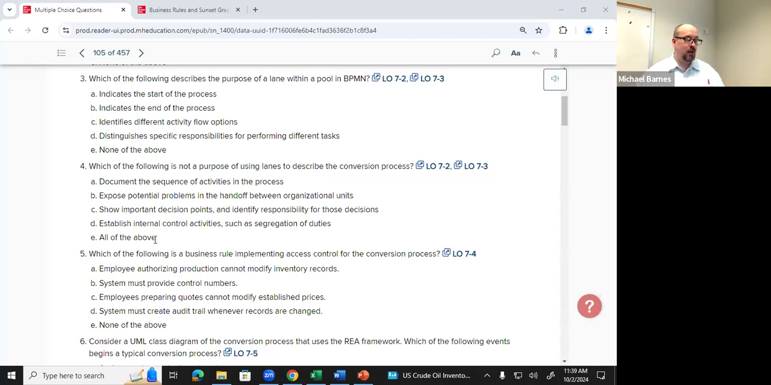The question is: which of the following is a business rule implementing access control for the conversion process? Now, in order to understand this, we need to reflect back on what a business rule represents. So remember our definition of business rule. Business rules are process constraints that ensure information systems operate in a consistent and effective manner, okay? So basically, we can view a business rule as a transaction constraint for the system.